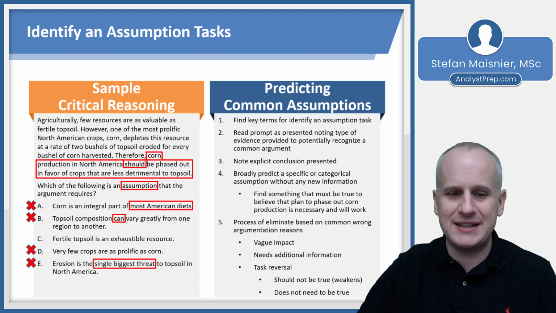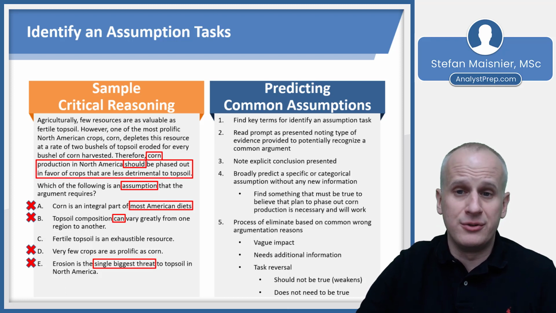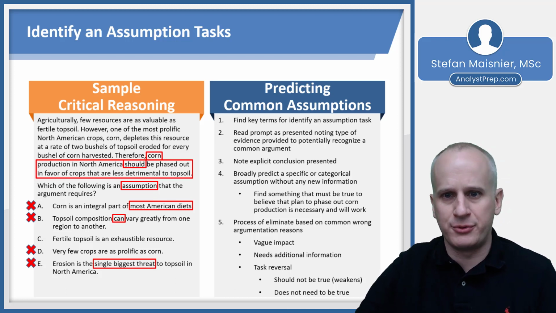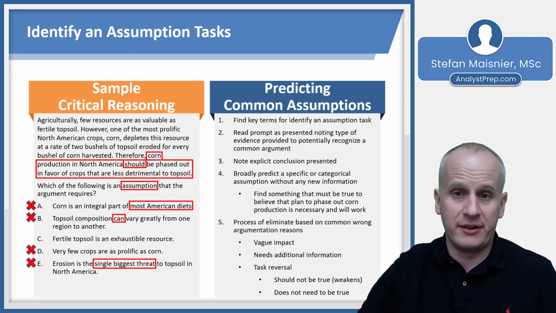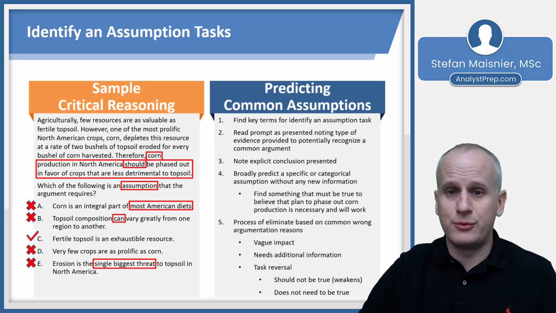Now, if we look at choice C, however, fertile topsoil is an exhaustible resource. Well, this is the entire crux of the argument. We're saying that corn is detrimental to the topsoil. And so if the topsoil is exhaustible, then we want to save it. However, if the topsoil were not exhaustible, we don't need to do this plan at all because it's an inexhaustible resource. And even though it erodes, it apparently keeps coming back. And our correct answer would be C.